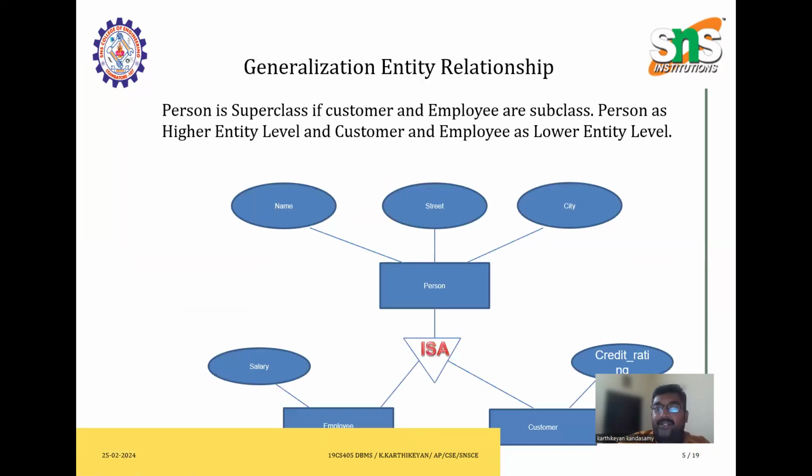In this generalization entity relationship, person is the superclass, and customer and employee are subclasses. Person is the higher level entity, and customers and employees are lower level entities. Person is based on name, state and city. Employee is based on salary, ID number, phone number or whatever it may be. And customer is based on bank account, credit card, credit rating, credit card number, name, address, phone number, email ID.